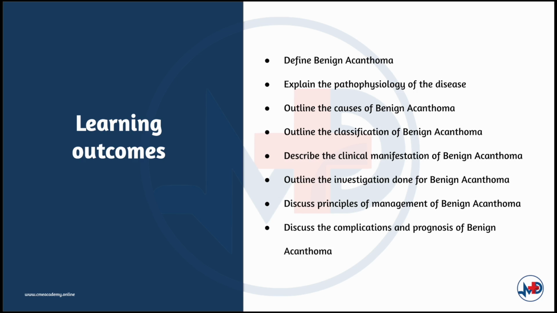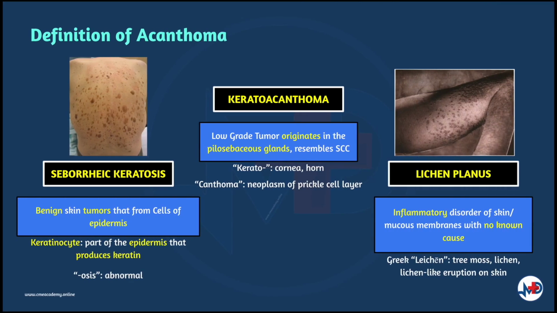Let's get started. Benign acanthoma includes keratoacanthoma, seborrheic keratosis, and lichen planus. Keratoacanthoma is a low-grade tumor which originates in the pilosebaceous glands and resembles squamous cell carcinoma. Kerato means cornea or horn, while acanthoma means neoplasm or prickle cell layer of the skin.